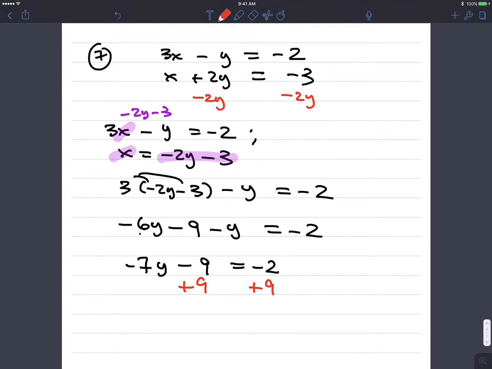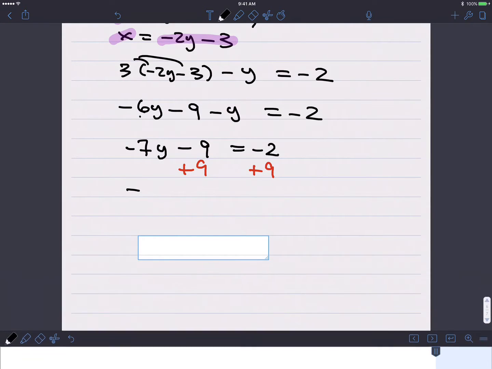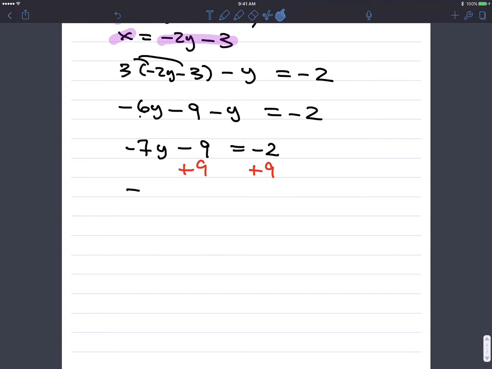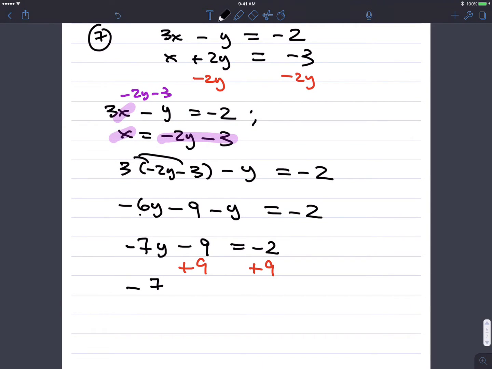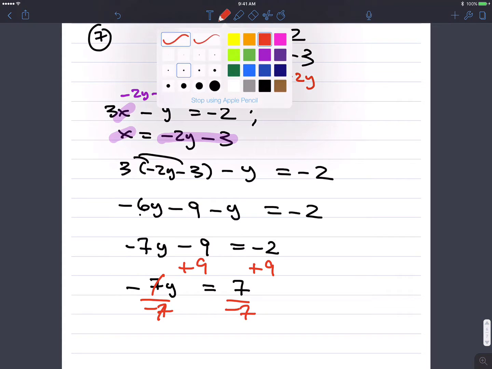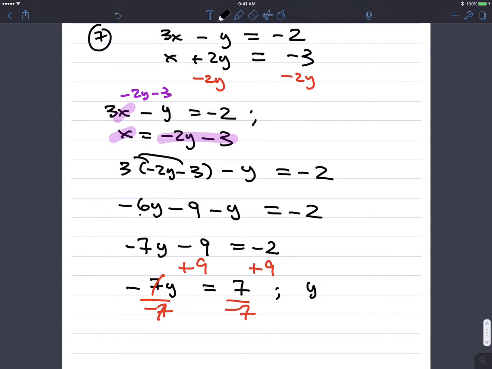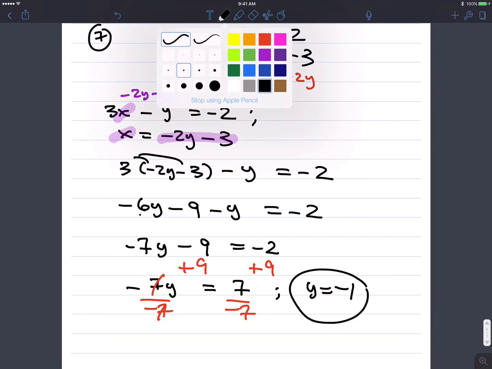Add 9. See what we get. Negative 7y is positive 7. Divide both sides by negative 7. And what does y equal? y is negative 1. I'm going to plug in a negative 1 here for y.